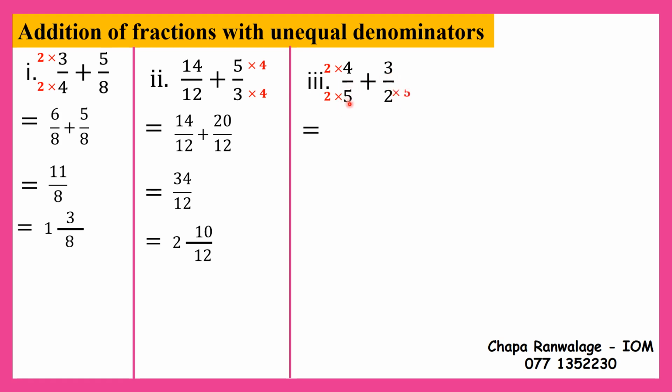අනිත් කෙනාගේ තියෙන denominator එක. එතකොට with 5. Now we can see the denominators has been equal. 2 times 5 10 and 2 times 5 again 10. This is the method. හරි?